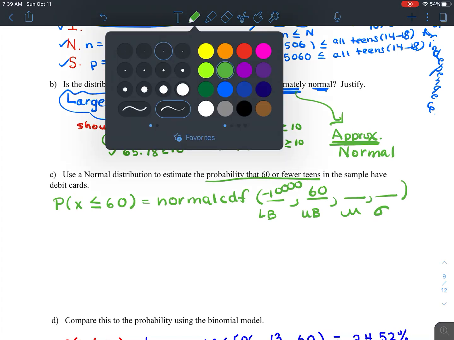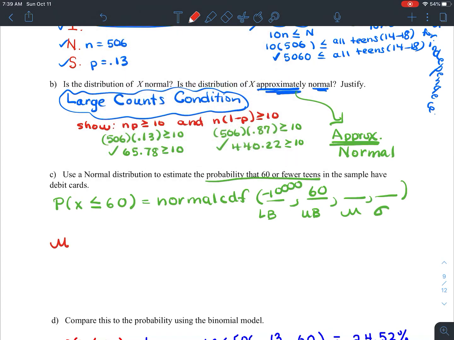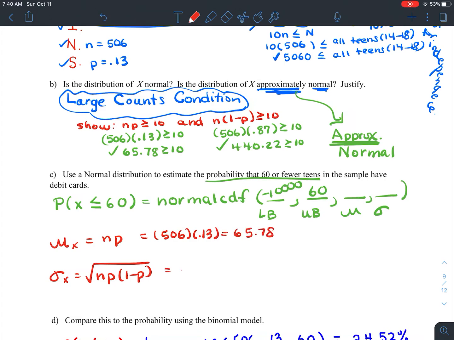But what I need for the mean and the standard deviation would be to calculate the mean for this binomial random variable and then the standard deviation for this binomial random variable. Again, these formulas that I am writing down are on the formula sheet. You would not on the AP test have to show the formulas. You just need to show the substitutions on your paper.